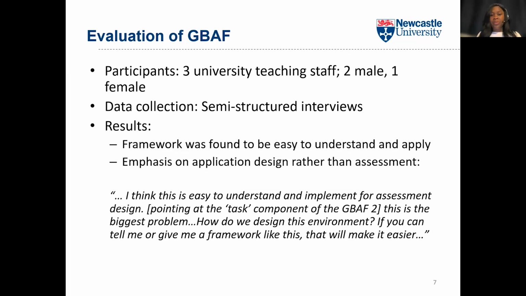"This is the big problem. How do we design this environment? If you can tell me or give me a framework like this, that will make it easier." Just an indication that we are still at the initial stage of immersive learning, where a lot of educators are still eager to find applications that are relevant to them, with assessment coming as afterthoughts.